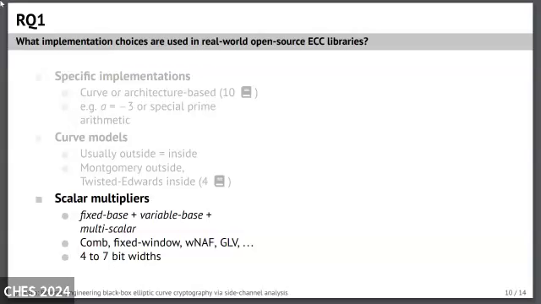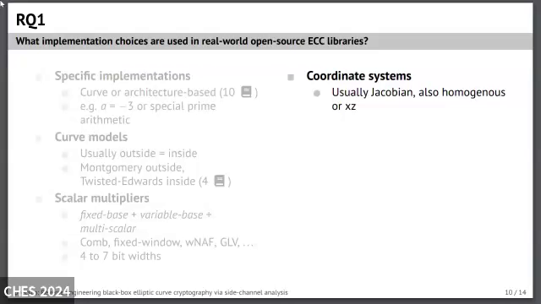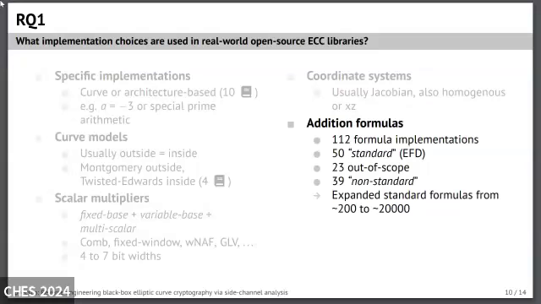It's really hard to put proper names to them. And also their parametrizations varied, so like from 4 to 7 bits for the windows and so on. For coordinate systems, it was a bit easier. It's usually Jacobians or projective Jacobian, but also homogeneous or the XZ for Montgomery stuff. And finally, for addition formulas, which was somehow the trickiest part, we found 112 formula implementations.